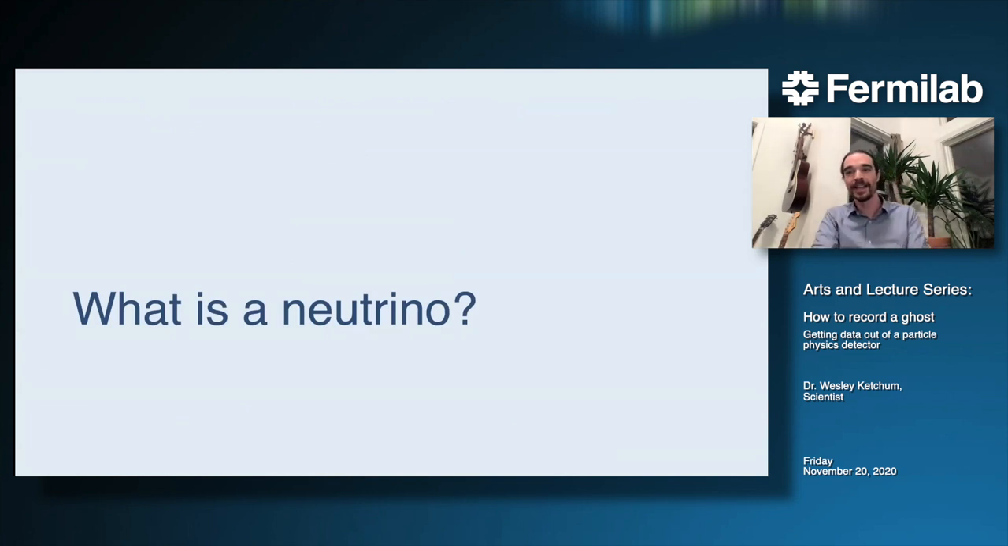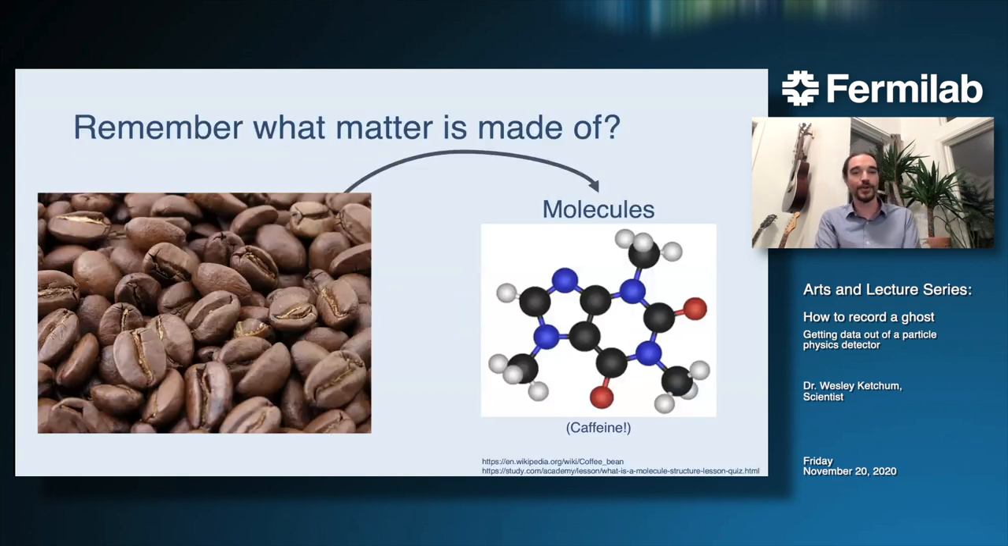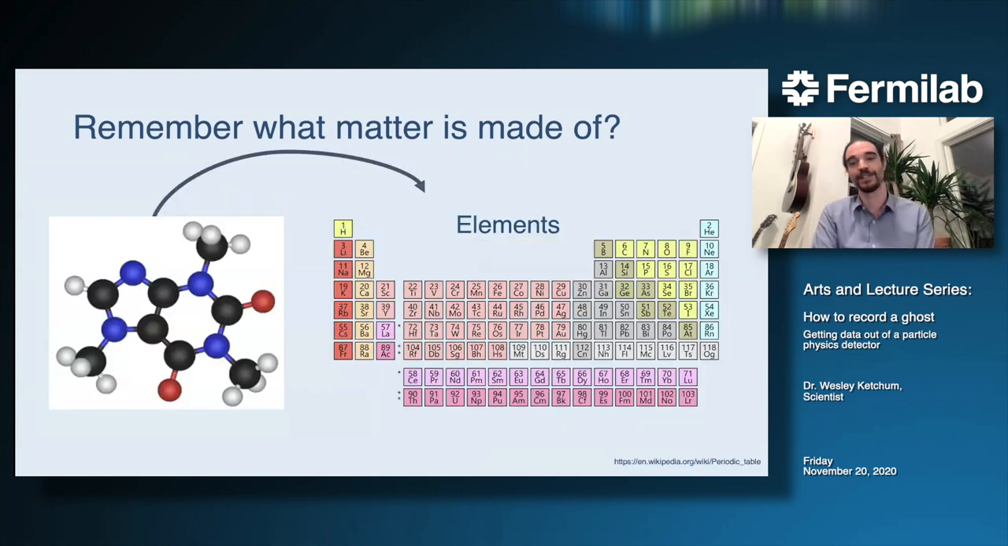So what is a neutrino? Before saying what a neutrino is, let's describe a bit more about the matter in the world around us. As many of you probably remember, if you look out into everyday things and see what matter is made of, pick anything you'd like. One of my favorite things, of course, is coffee, and the caffeine in it. Those are made of molecules. The caffeine molecule here is a mix of carbon, nitrogen, oxygen, and hydrogen elements.